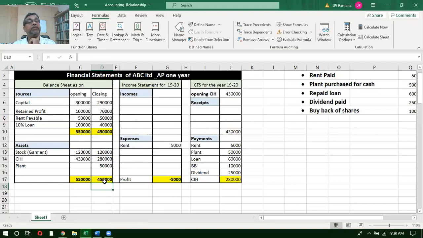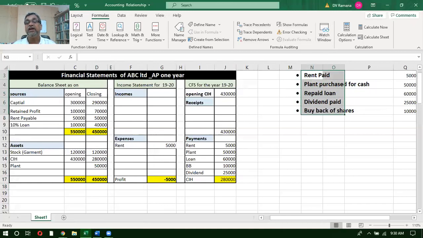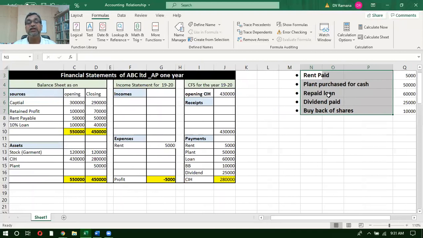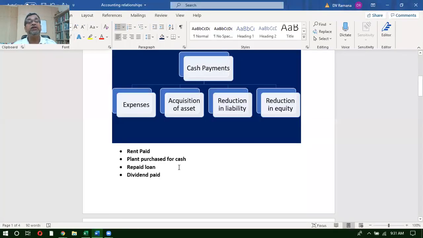At any point of time, if you want, we can also close the financial statement. But the focus of this particular exercise was to show the impact of expenses and different types of payments. The payment may result in expense, acquisition of asset, reduction of liability, distribution of dividend, or buyback of shares. So that was the first relationship.